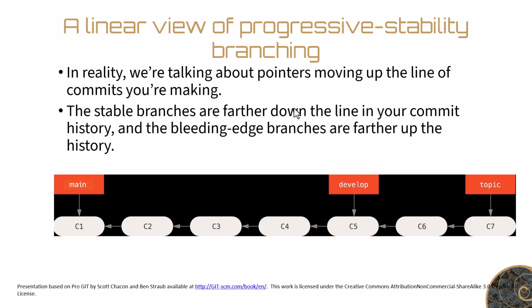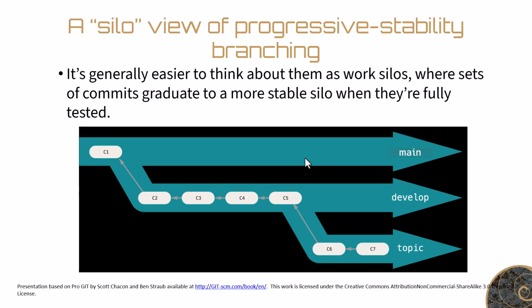And so this is an example. Here's your main branch. Here's your develop branch. This is a topic branch, so this would be a short branch that would exist to create a feature and then would be merged back into develop. And then main and develop: develop is always in front of QA, QA is always in front of main. And so this is another view of how this might work.